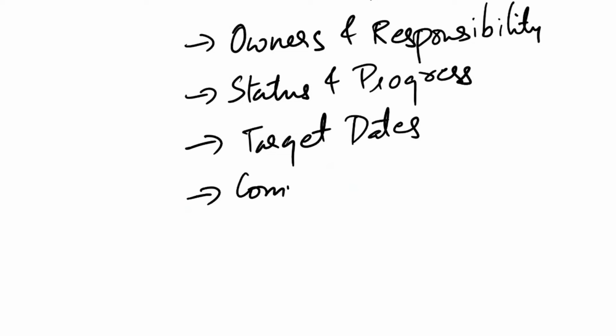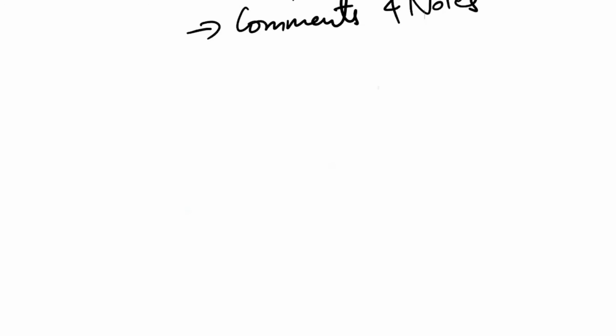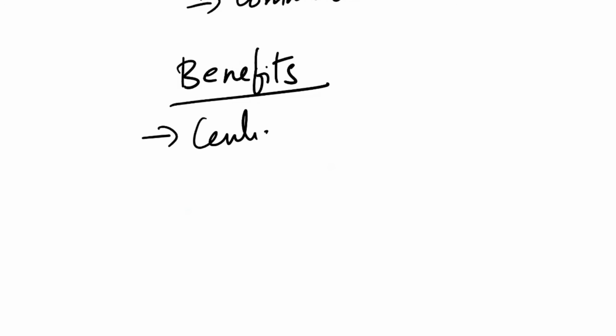Next, comments and notes. Allow for the inclusion of comments, notes, and additional information related to vulnerabilities, mitigation strategies, and progress. Now, let's see the benefits of a risk register in vulnerability management. First, centralized information. A risk register provides a single location to store and manage vulnerability information. It ensures that all stakeholders have access to consistent and up to date data.